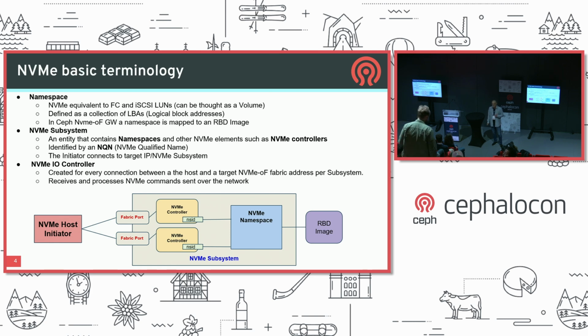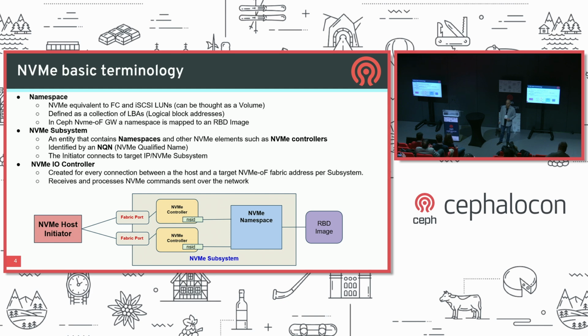Few basic terms that we need to be familiar with. One is a namespace. An NVMe namespace is equivalent to an iSCSI and FC LUN. The formal definition is a collection of LBAs. And in the Ceph NVMe-oF gateway, a namespace is mapped to an RBD image.